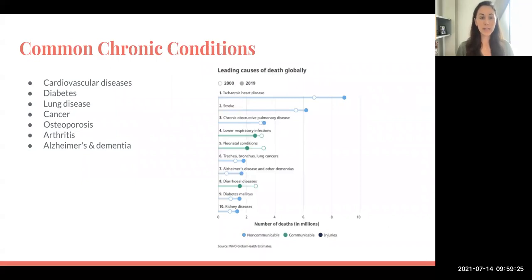So what conditions are we talking about here? Well, you can see on the left the ones that we're going to cover in today's lecture, and you can see on the right here the leading causes of death globally.